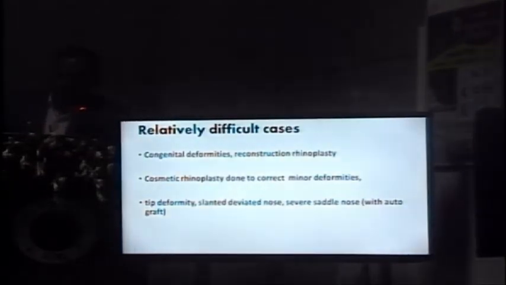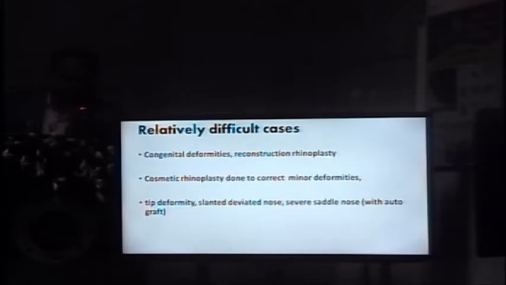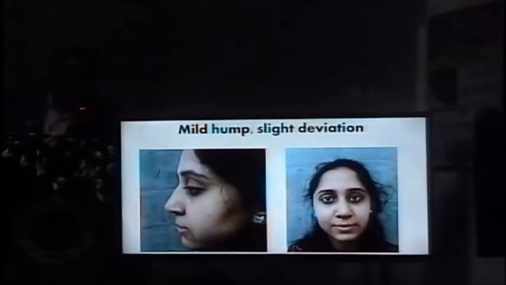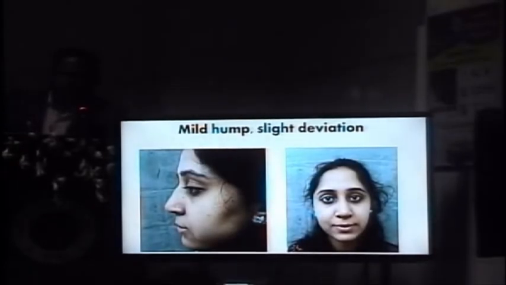Okay, next coming to the relatively difficult cases like congenital deformities or reconstruction rhinoplasties, and cosmetic rhinoplasty to correct minor deformities and tip deformities and severe saddle nose. Such cases need more experience, more skill. So for such cases you have to take help of a senior surgeon, and then you can give good results. I will show a few cases who have minor deformities.